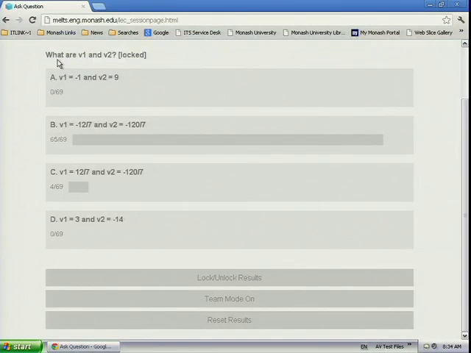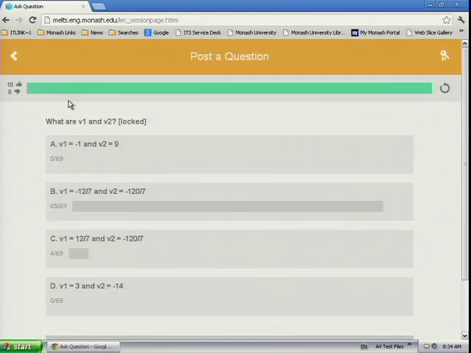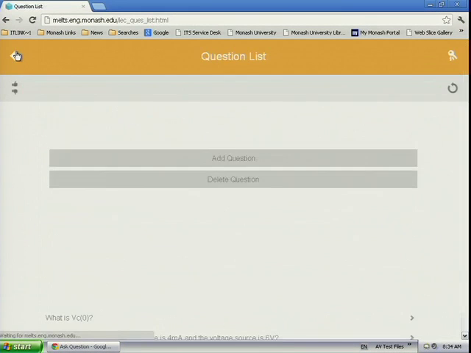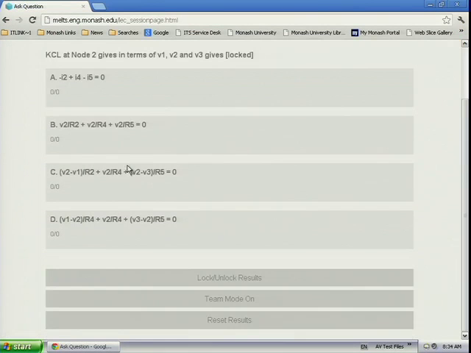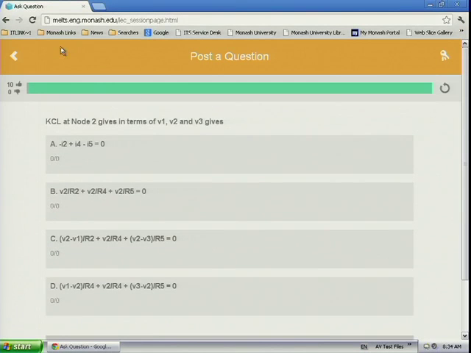So I'll just get out of that. KCL at node 2 gives what, in terms of V1, V2 and V3? So there's your task. Which of those equations? Oh, someone's jumped on there early. So see how you go.